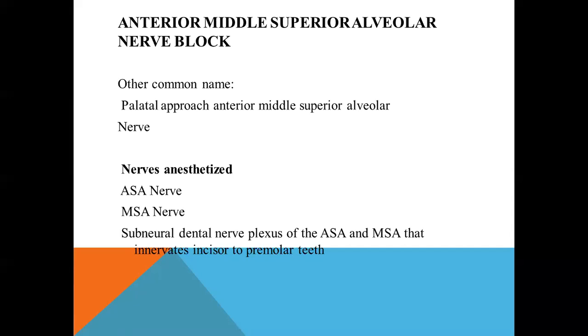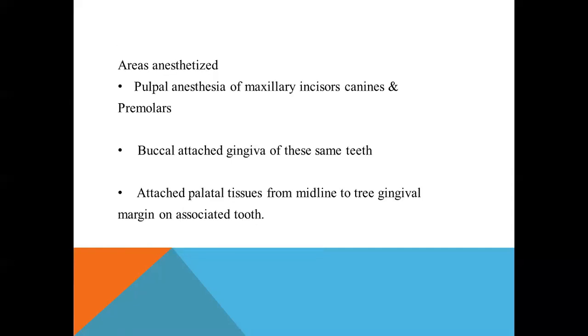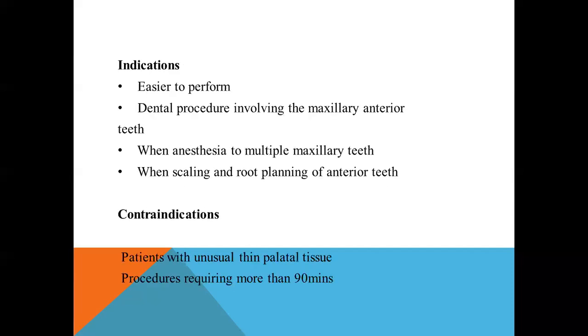Another technique is called the anterior middle superior alveolar nerve block, whose other name is the palatal approach anterior middle superior alveolar nerve block. The nerves anesthetized will be the ASA, MSA and the subneural dental nerve plexus of ASA and MSA that innervates the incisor to the premolar teeth. Areas anesthetized will be pulpal anesthesia of the maxillary incisors, canine and premolars, buccal attached gingiva of the same teeth, and attached palatal tissues from the midline to the gingival margin of the associated teeth.